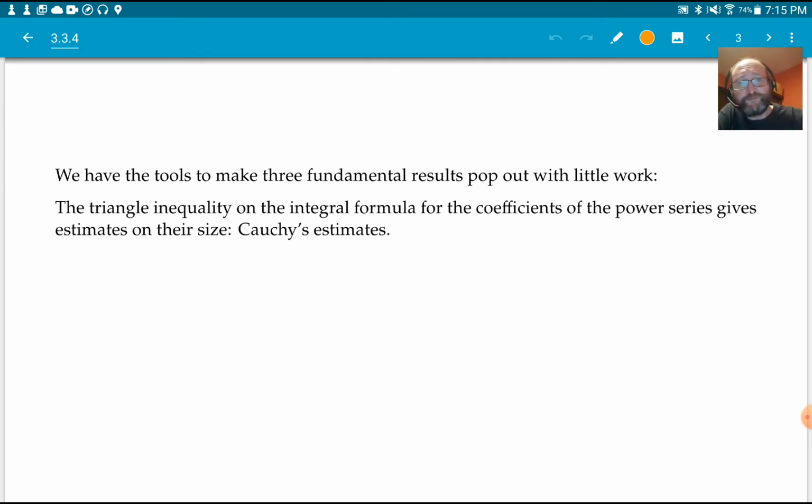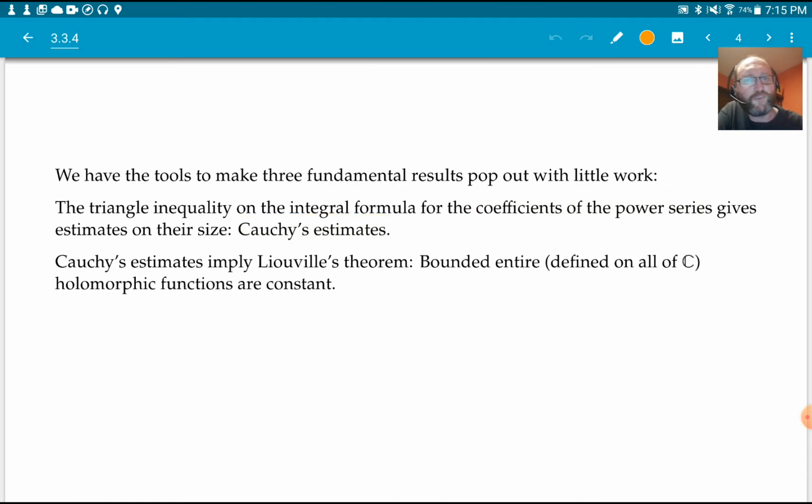So first, we'll just take the integral formula and the coefficients of the power series, right? And we'll just do the stupidest estimate that we know, just the triangle inequality on this integral, and we obtain the so-called Cauchy's estimates. Once we have those, then these estimates imply Liouville's theorem.